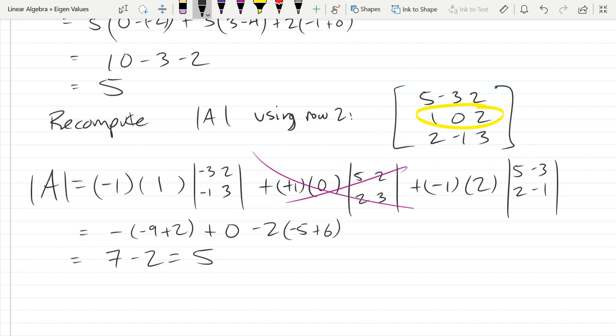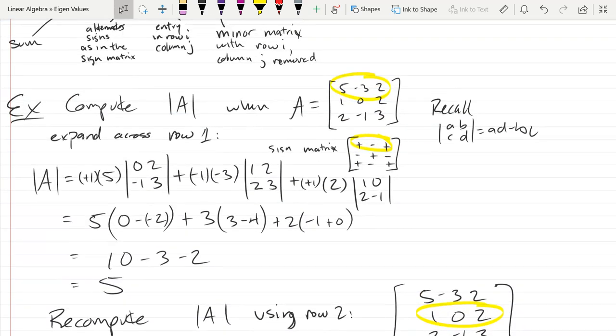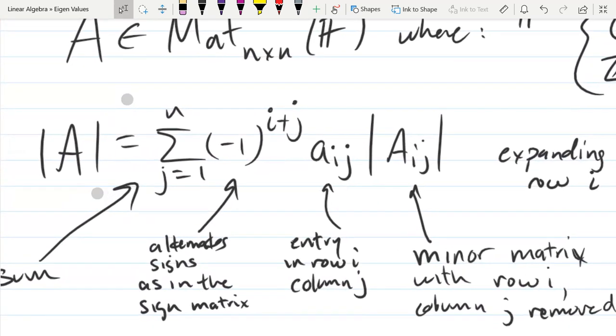So any questions on that? All right, we could go on row 3 and recompute it, and we should get 5. You can also pick any column, so you're not limited to rows. The way I wrote that formula out was by picking a row and going across the row, but it works just as well if you pick a column and go across the column. If you want to pick a column, you're just going to put an I here, and then you're going across column J. So you're just switching your indexes, basically. I don't want to rewrite the formula out, that will take too long, so we'll just leave it the way it is.